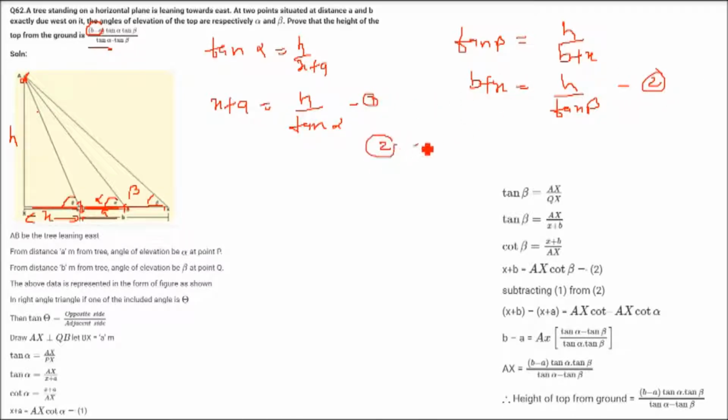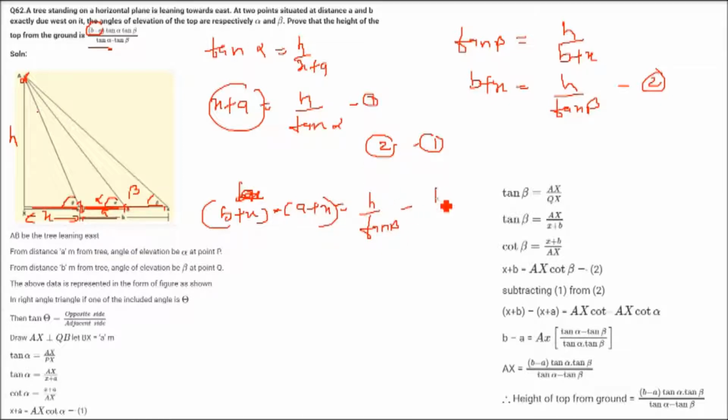So what we have to do? 2 minus 1 we have to do, because we need b minus a. So b plus x minus a plus x is equal to h by tan beta minus h by tan alpha. So b plus x minus a minus x, the x goes, this will be b minus a.